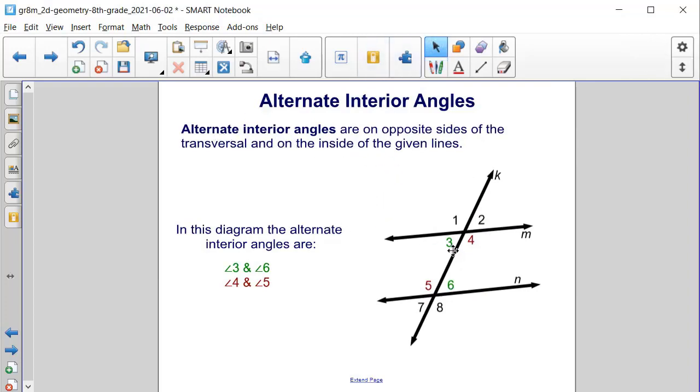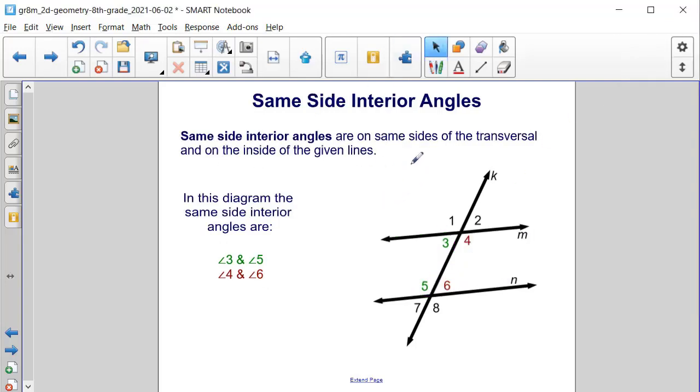Alternate interior angles are on opposite sides of the transversal and on the inside of the given lines, or in between the two lines. So we have angle 4 and angle 5 as one set of alternate interior angles, again, opposite sides of the transversal, inside of our two lines. And then the other pair would be angle 3 and angle 6. Again, opposite sides of the transversal and inside our given lines.